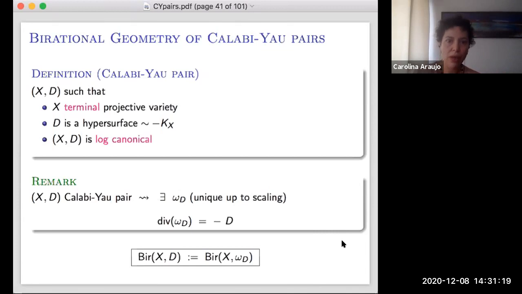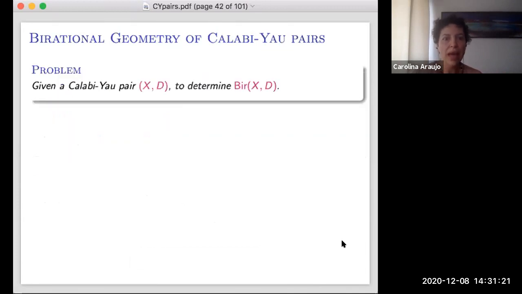Okay, so now the problem, or at least one way to pose the problem that we've been studying, is, given a Calabi-Yau pair, to determine the birational group of the pair. We actually ask also other questions, which I will bring up later on.